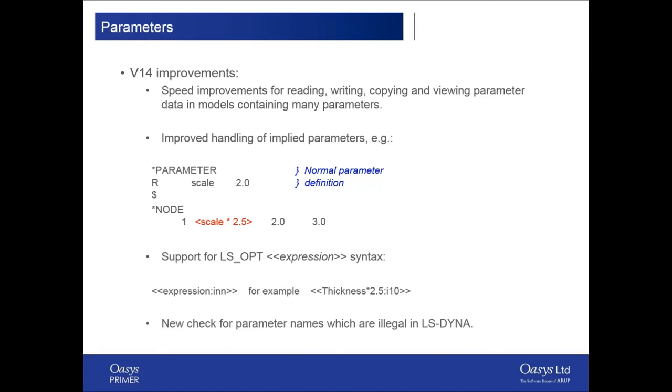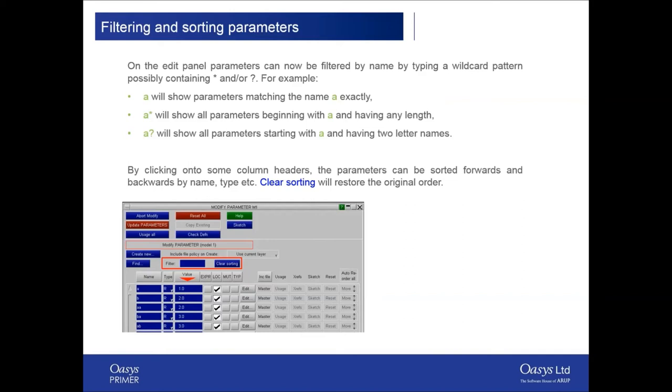If you do work with many, many thousands of parameters in your model, this is the panel that you'd use to modify and edit parameter information. And if you did have many thousands, it could be difficult to find the right parameter in there. So in version 14, we've added filtering options and sorting options into this panel. Hopefully it makes it a lot easier to work with that many parameters.